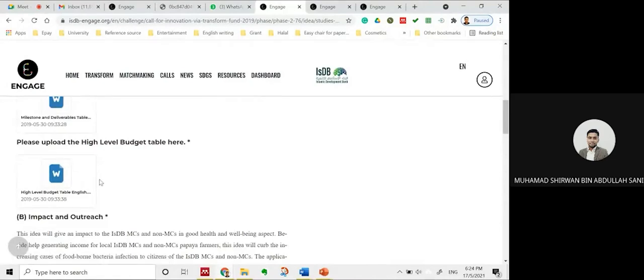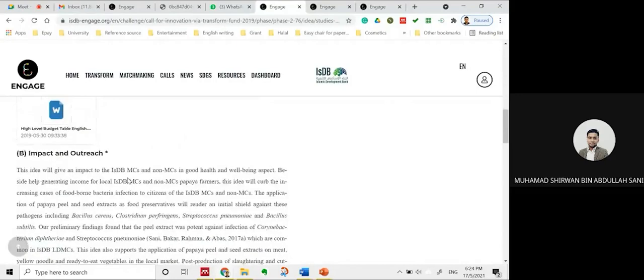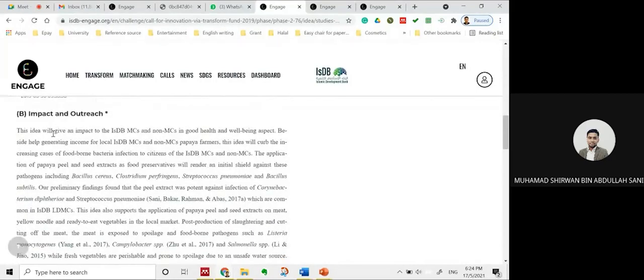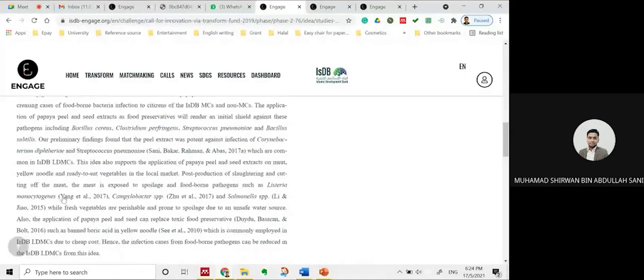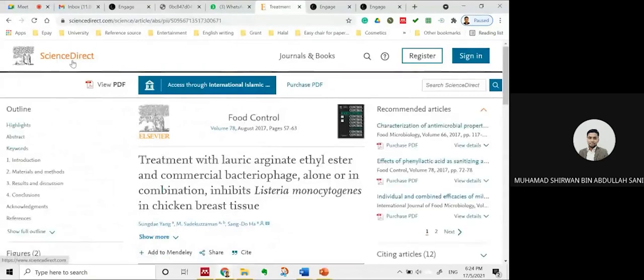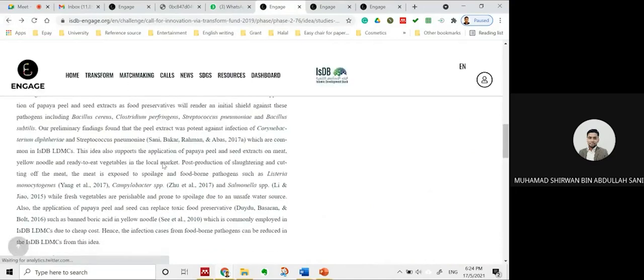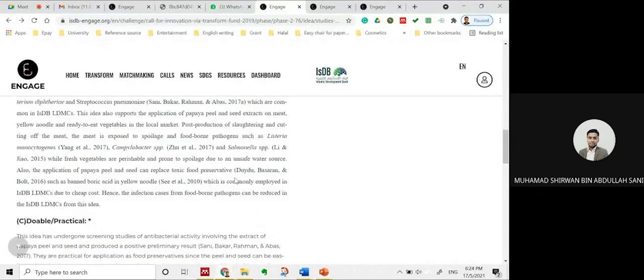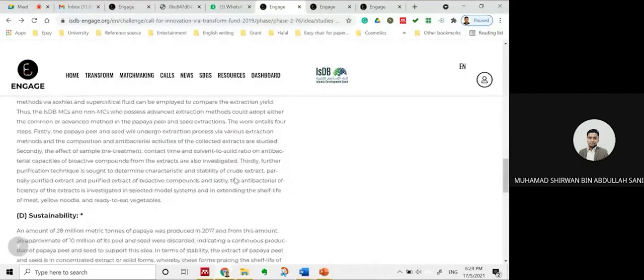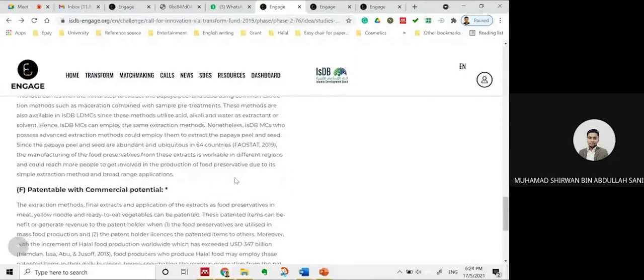This one is on the budget or financing plan. And then this is the information that I told you, you need to provide information on criteria, impact, and outreach, in 250 words. This is how I explain here. You can see I even cite the paper that supports my idea, with citation. Even if you click, it will bring you to the paper. This is the good thing about the ISDB portal, because they allow you to cite using a link to the journal or any publication. Perhaps they don't want to see people just throw in ideas without any supporting information or evidence. So: doable and practical, sustainability, replicable and scalable, patentable and commercial potential.